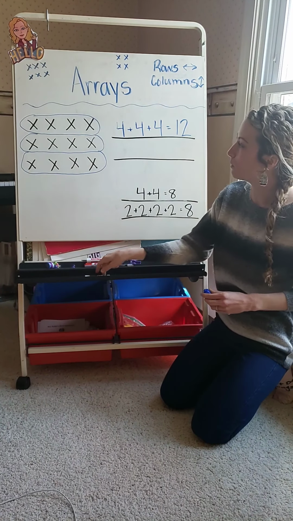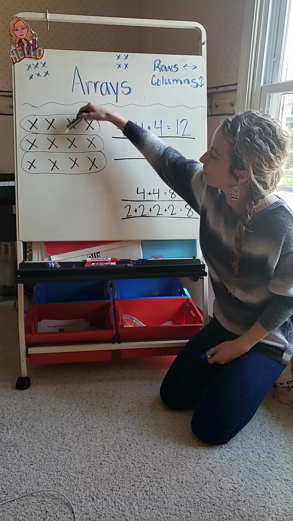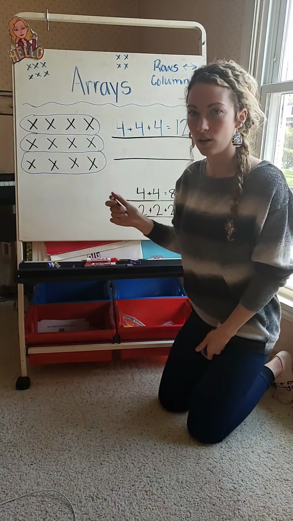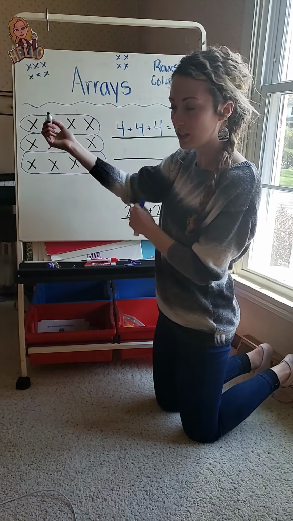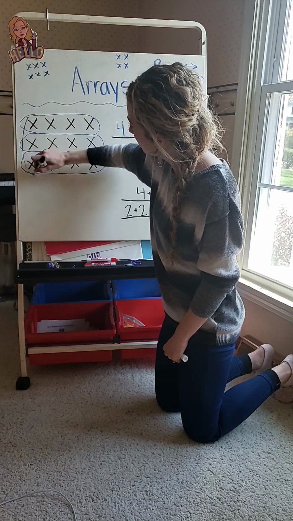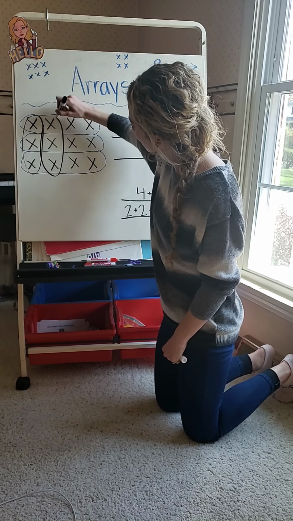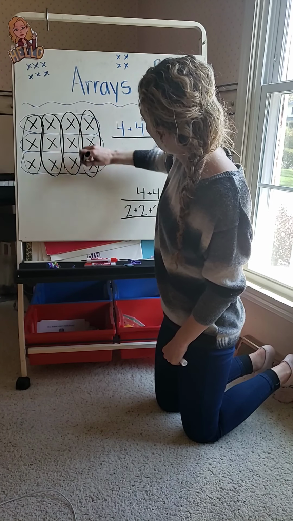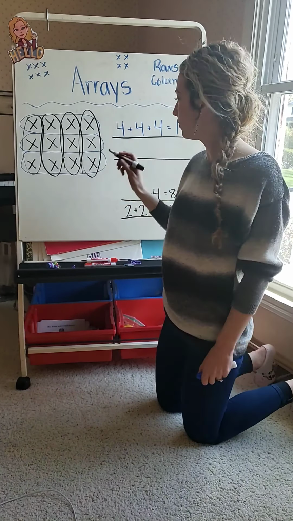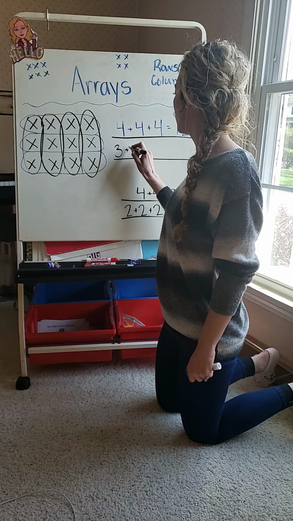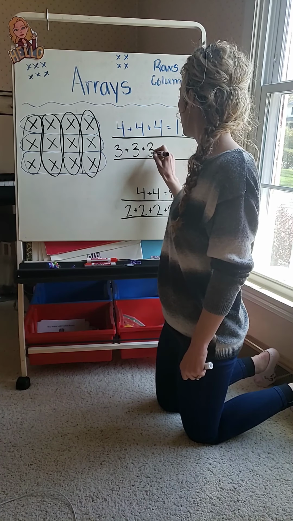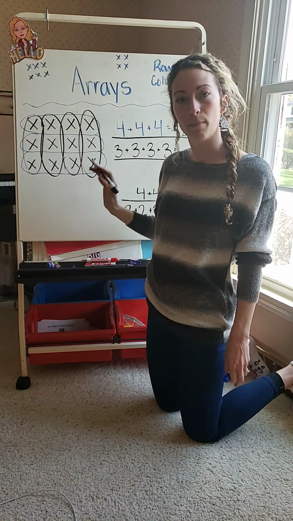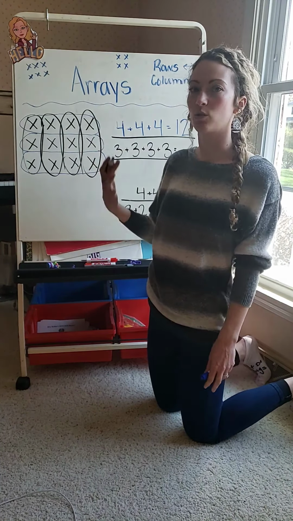The next way we can find is going the opposite way, going up and down for our columns. So now our next repeated addition number model would be 3 plus 3 plus 3 plus 3. So I'm going to write that now. 3 plus 3 plus 3 plus 3. And if we're looking at the same array, it has the same amount in it. So 3 plus 3 plus 3 plus 3 is 12.